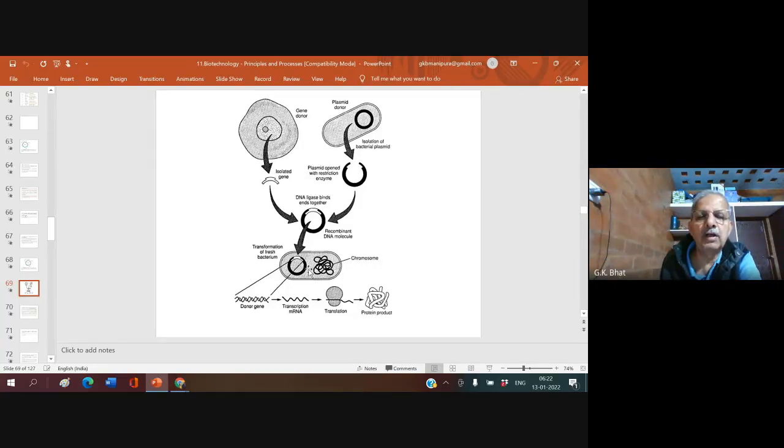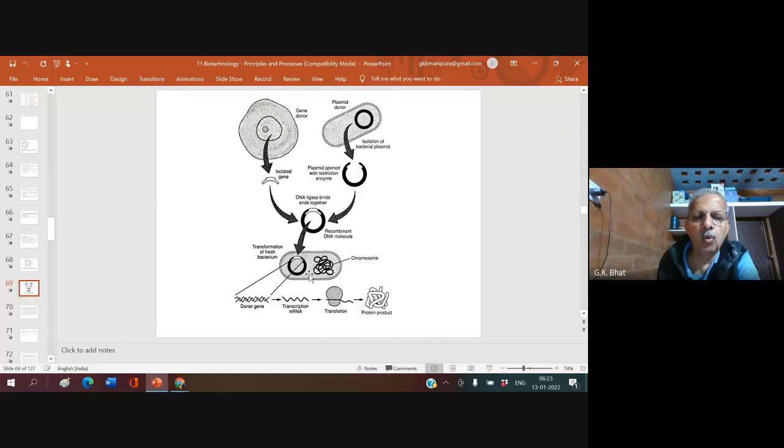So what do you call this bacteria now? Transformed bacteria. Transformed bacteria is the bacteria into whose cell a foreign plasmid has been introduced. This transformed bacteria carries the recombinant DNA, with the foreign DNA piece ligated to it. So this bacterial cell is called a transformed recombinant bacteria.